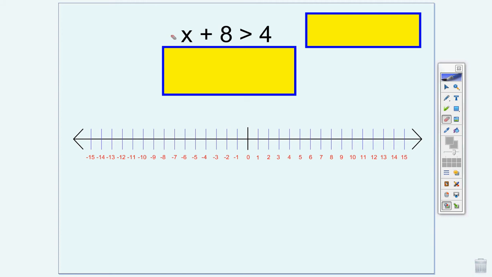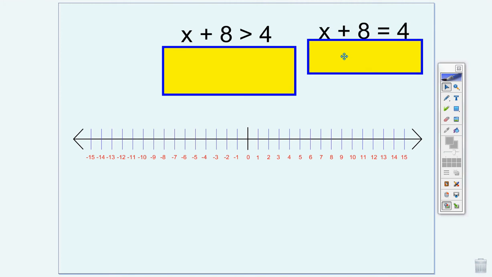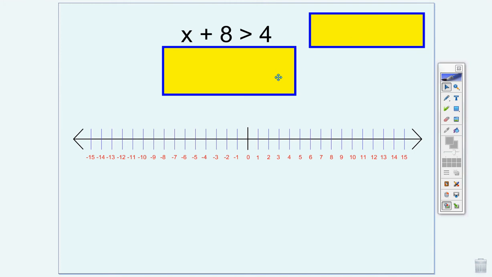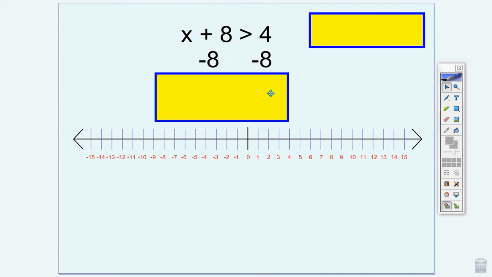Well, how do we do this? We solve the inequality first. And so what we do is picture what you would do. People are always confused about this until they look right here. Not always, but what do we see right here? X plus 8 equals 4. What would you do in that particular instance? You would subtract 8 on both sides. Guess what we're going to do right here? Subtract 8 on both sides.